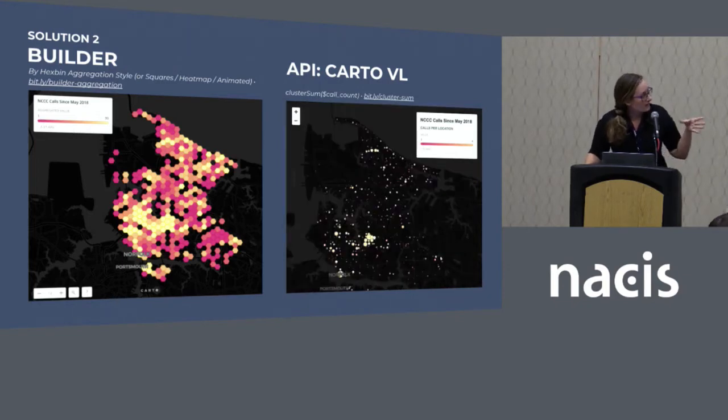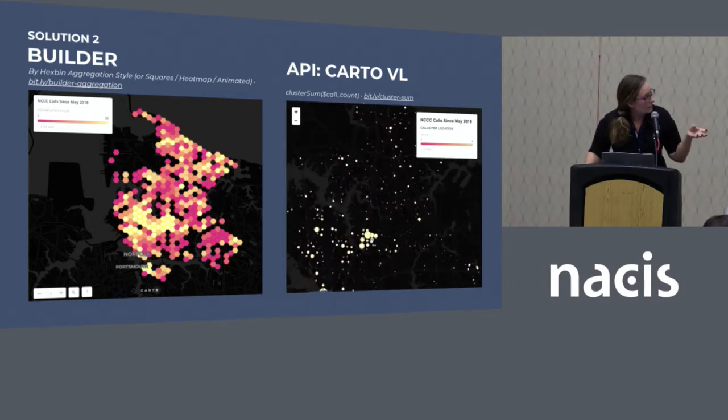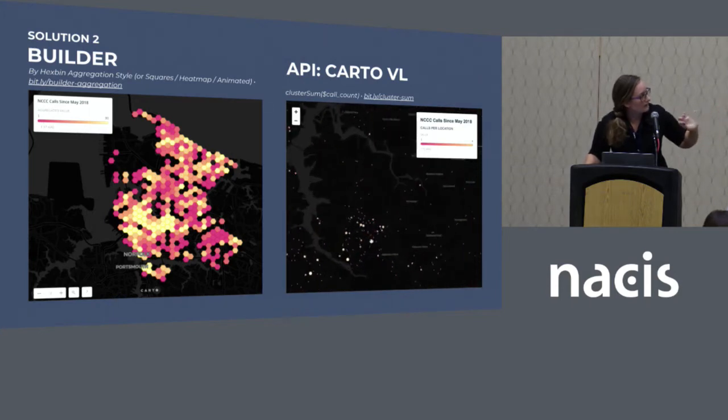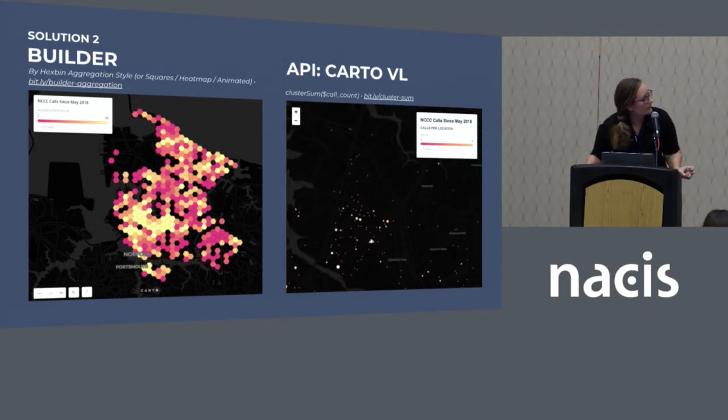And then what's really powerful about VL is that it can automatically calculate all this for you, so it can change on zoom level. You'll see as you zoom in, those clusters kind of break apart, and the styling changes appropriately.